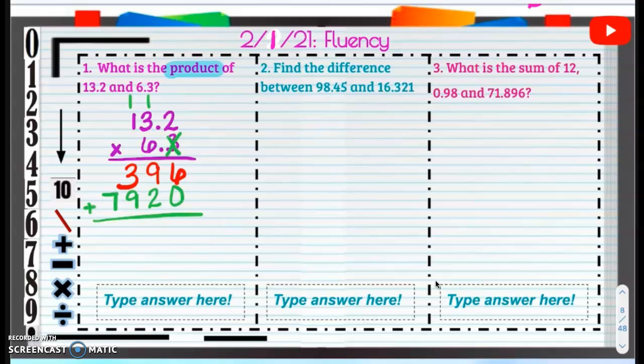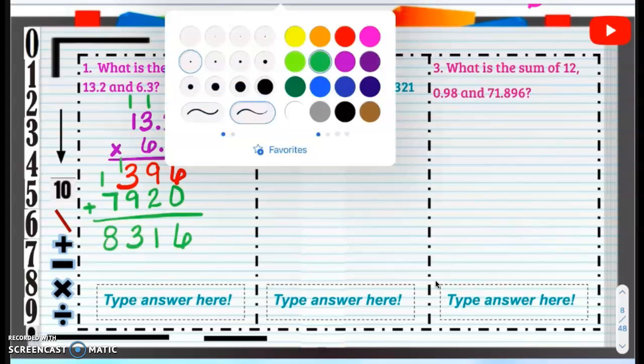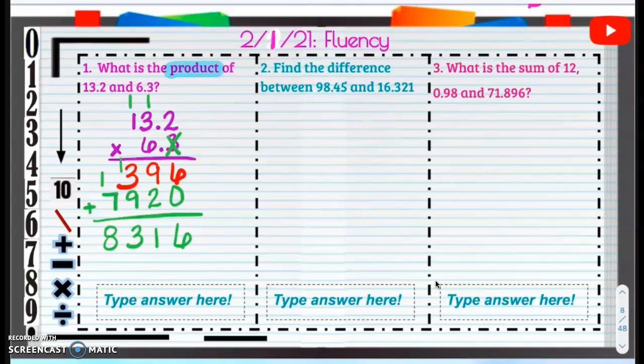Add them up. 6 plus 0 is 6. 9 plus 2 is 11. 9 plus 1 is 10, plus 3 is 13. 7 plus 1 is 8. Is that my answer? No, we need to put our decimals back in.